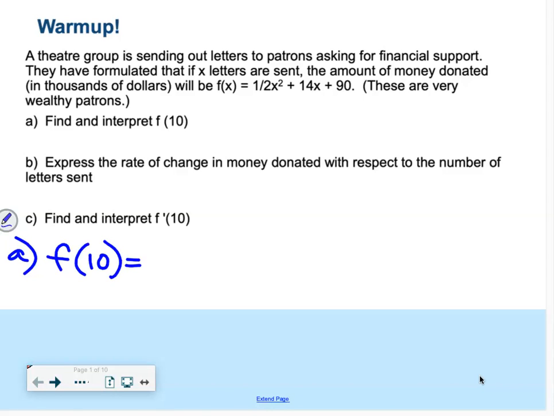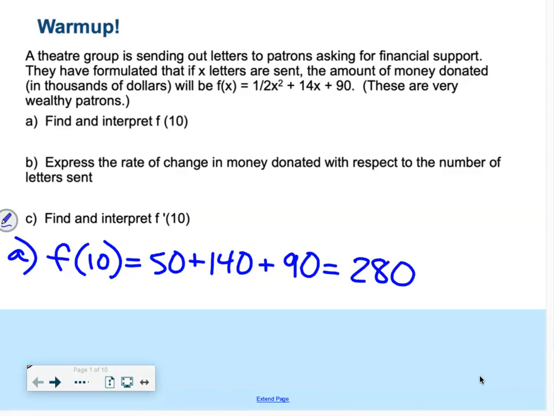You get f of 10 simply by plugging a 10 into your function. So you get 1/2 of 100, which is 50, plus 140, plus 90. So let's see, 190 plus 90, 280. So that f of 10 is 280. Now let's interpret what that means. So remember, we always start with our input. So 10, x represents the number of letters that are sent.